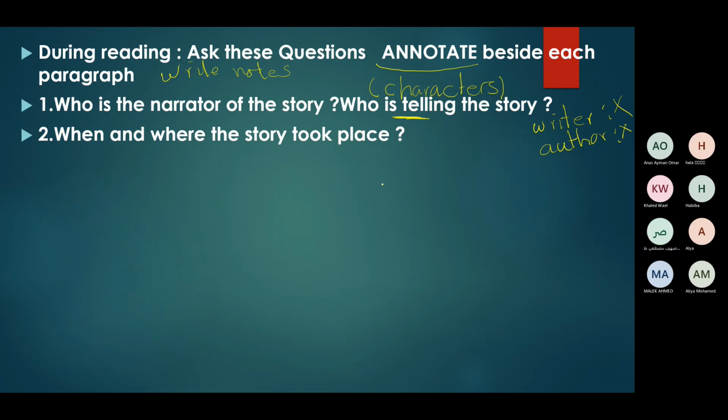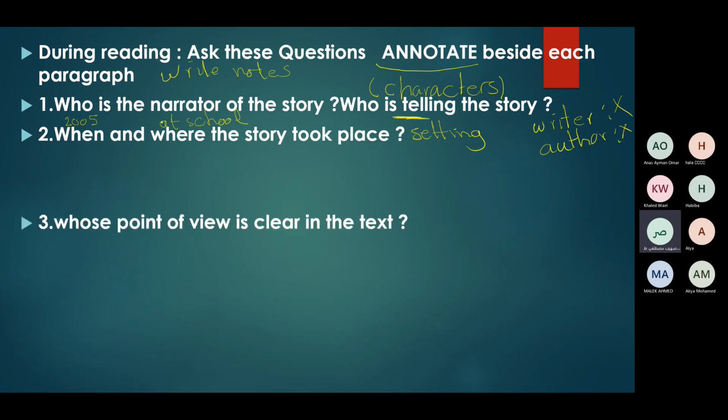Next question. When and where the story took place. And this is what we named before when we studied the first session as what? The setting. Okay, the setting of the story. When the story happened, in 2005, and where? At school. So ask yourself exactly when and where the story happened.